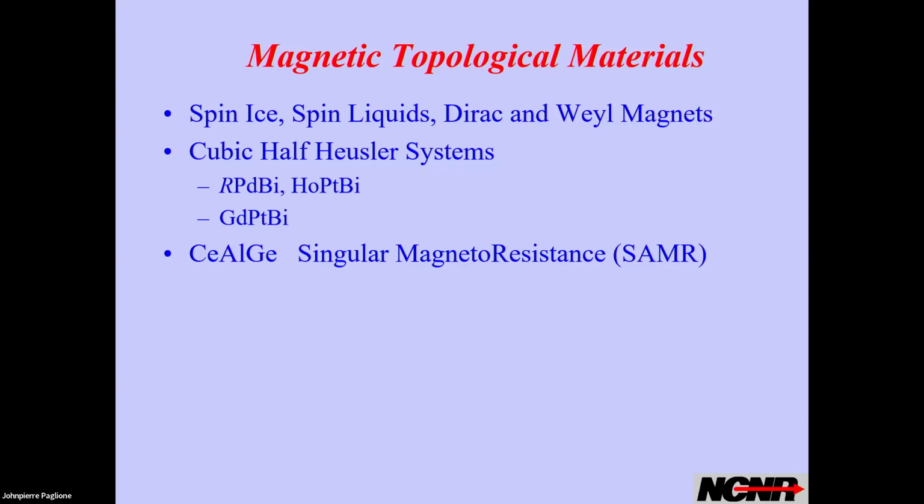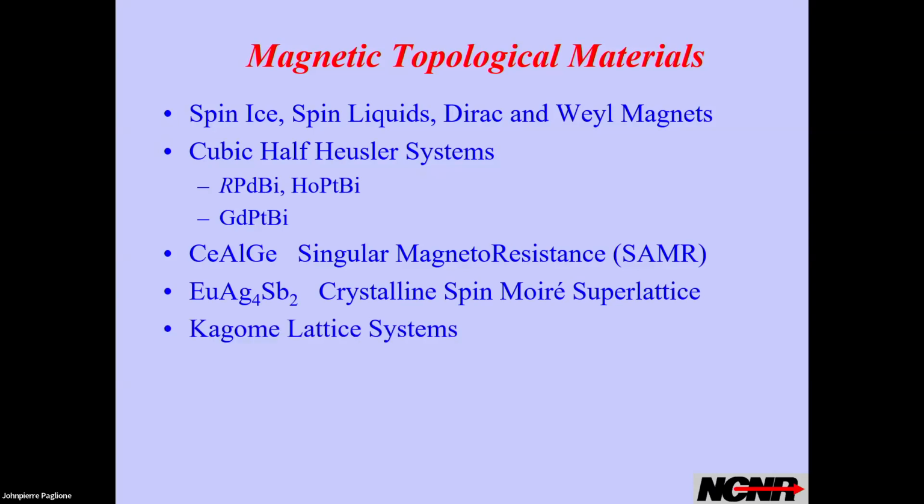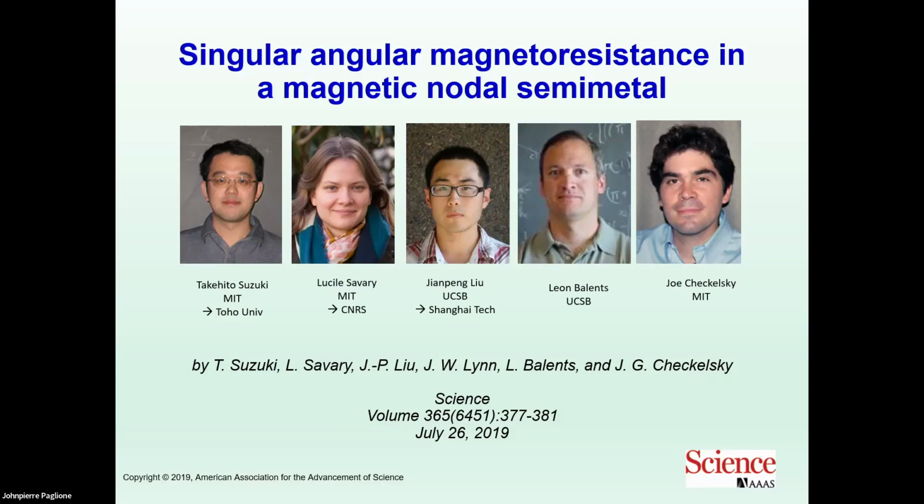Yeah, and just to mention that we worked with Joe Checkelsky at MIT on this one, and this one. This is a brand new one, which is a crystalline spin moire superlattice, and I'll very briefly mention that. And the Gomi systems, Nirmal already talked about these two, so I'm not going to talk about that in the summary. So let's very quickly talk about this singular angular magnetoresistance.